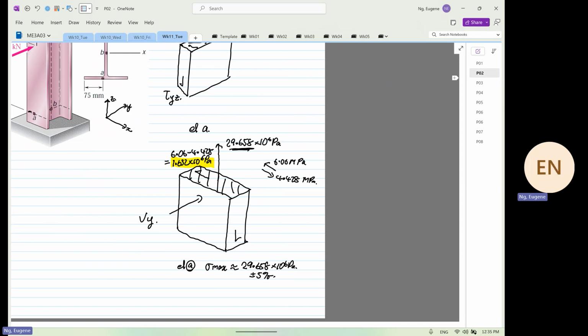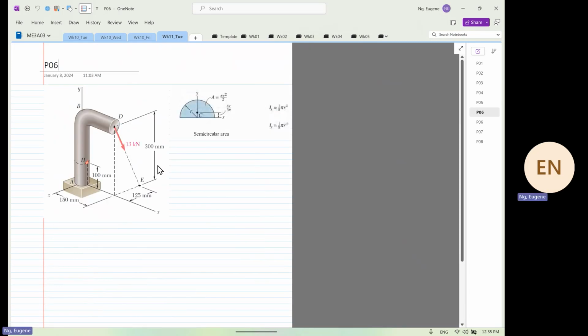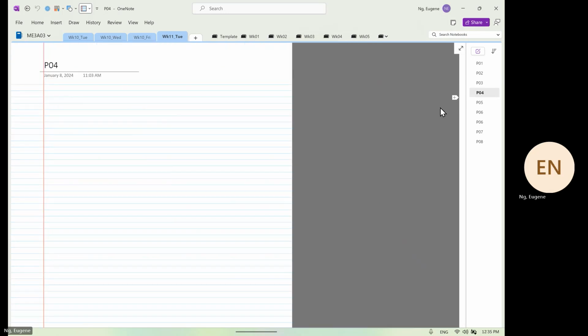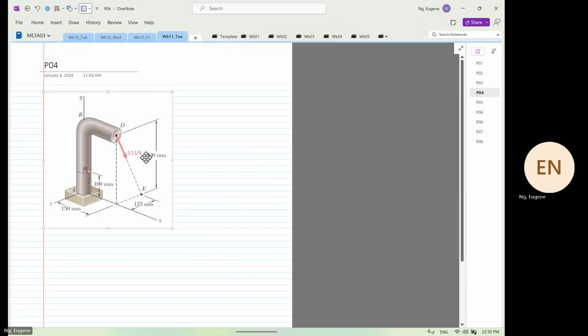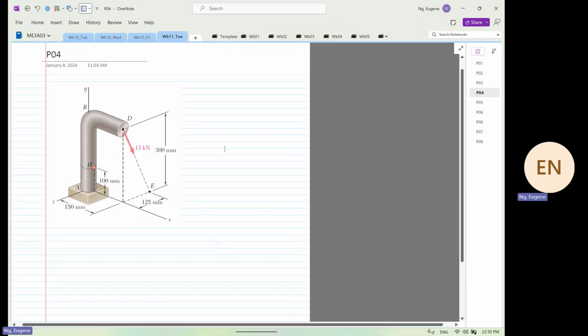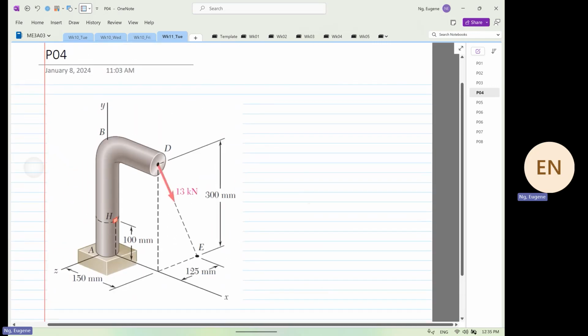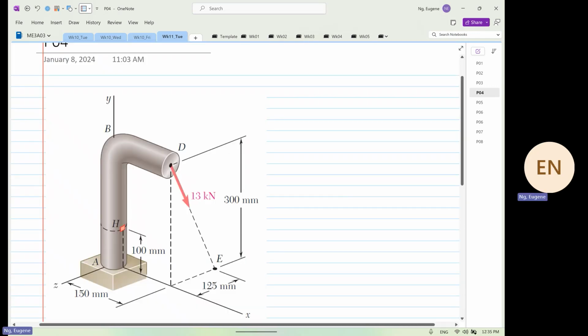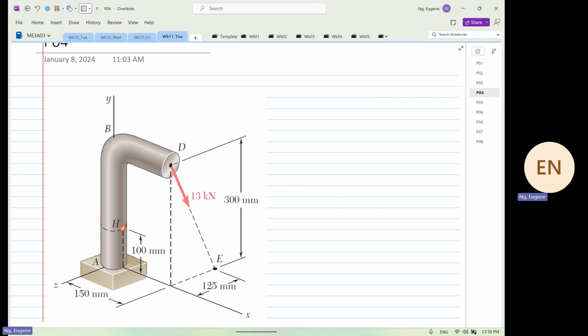Okay. The next problem I'm going to do is a problem that is not straightforward. Okay. And I love questions like this. A question like this makes you become a competent engineer. Okay. So this is example number 2.